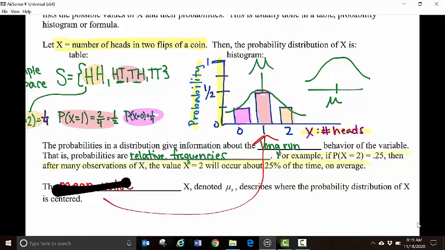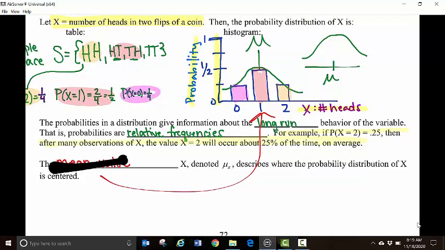All right, so the probabilities in a distribution give information about the long run behavior of the variable. That is, the probabilities are relative frequencies. For example, if the probability of x equals 2 is 25%, then after many observations of you flipping a coin twice, you will get 2 heads 25% of the time on average. It's not that you're guaranteed to get 2 heads 25% of the time if you just do it a couple times. All right, so now we're going to talk about the mean value, which is also the expected value. It describes where the distribution is centered. Hopefully it's symmetric, which would make it centered.